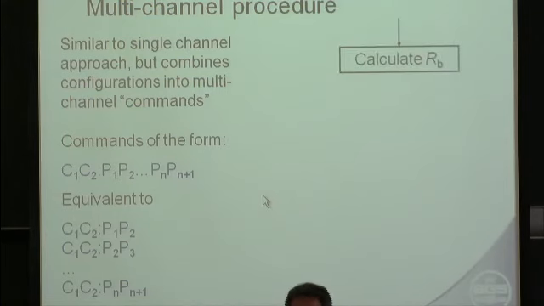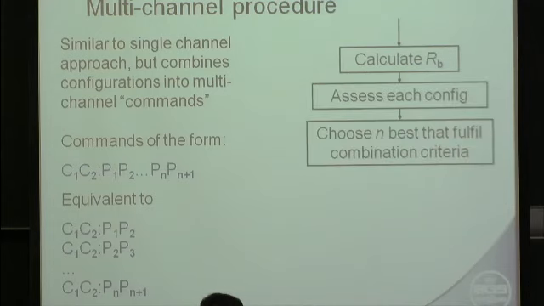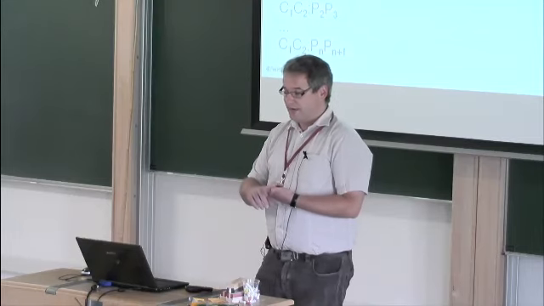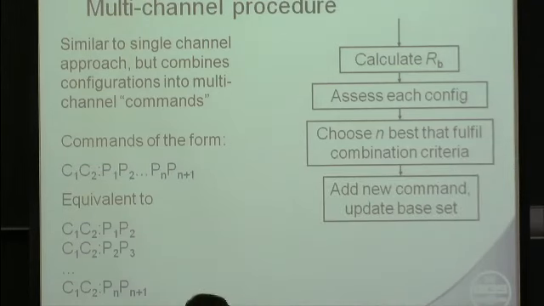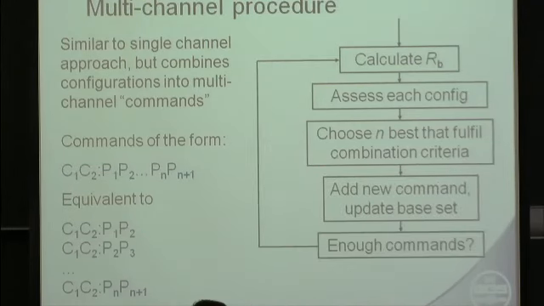So we have to adapt the design procedure slightly to take this into account. It works in pretty much the same way. You calculate the base resolution, assess the configurations. You then choose n, where n is the number of channels, of the best configurations that actually also fulfill the combination criteria. So, for example, they have to have the same pair of current electrodes. You then add that new command to the base set and iterate the process as before till you have enough commands.